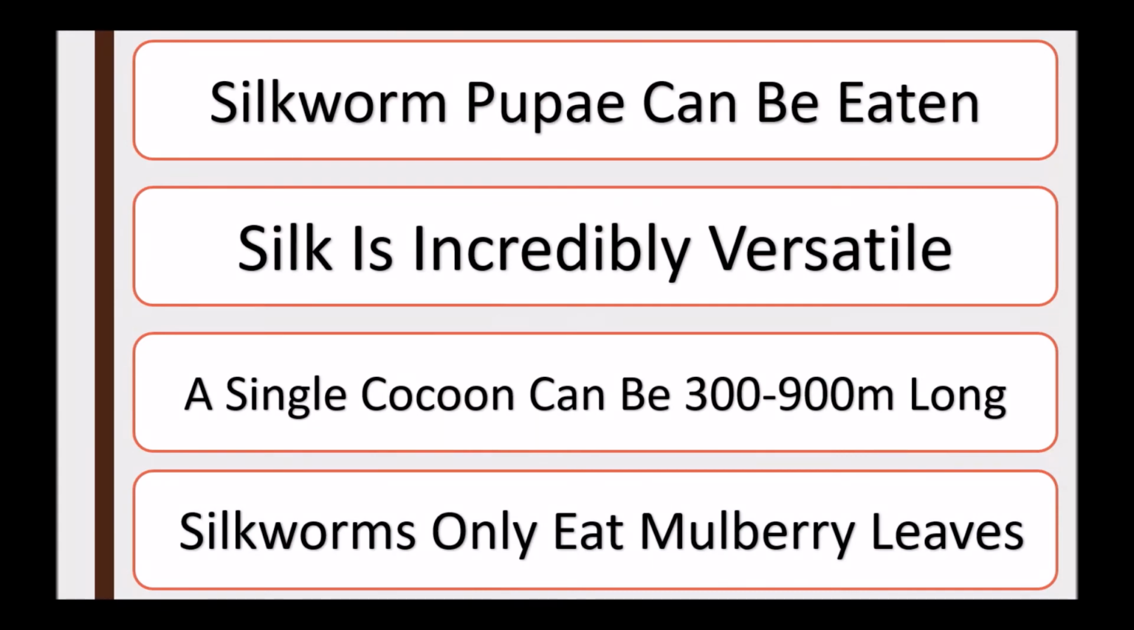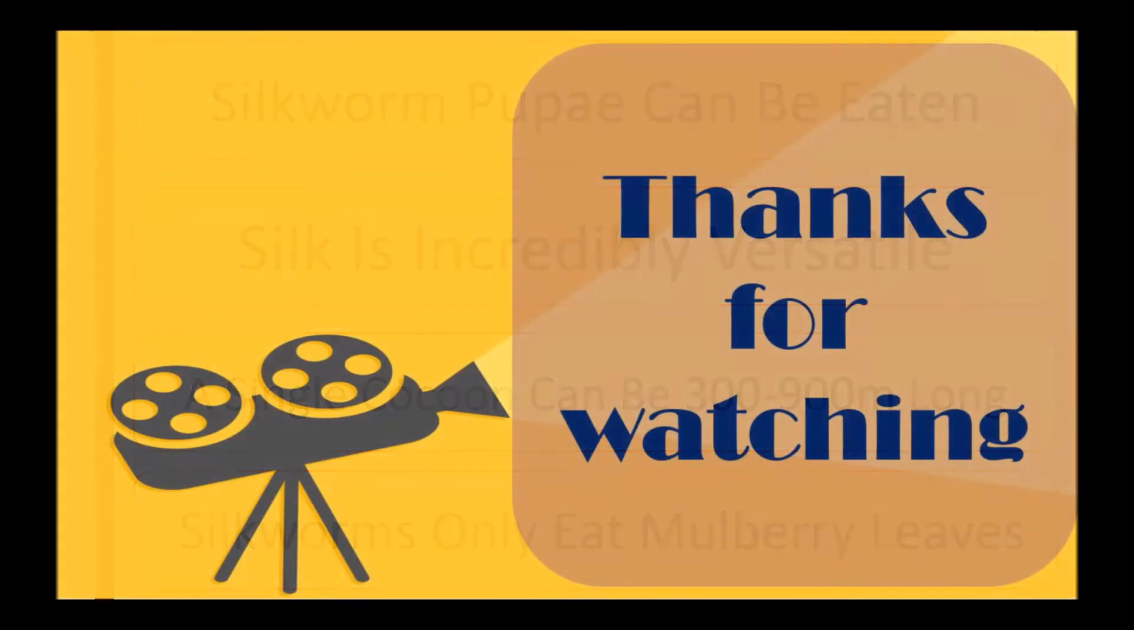Silkworm pupae can be eaten. Silk is incredibly versatile. A single cocoon can be 300 to 900 meters long. Silkworms only eat mulberry leaves. So this was about life cycle of a silkworm and some interesting facts about silkworm.